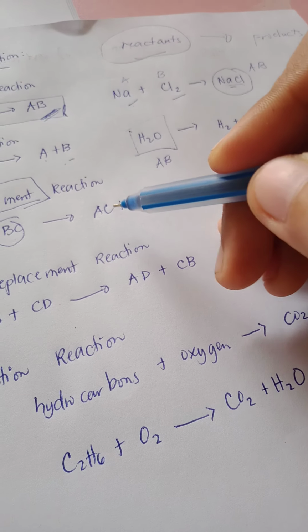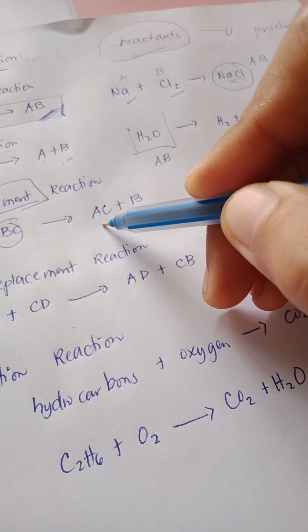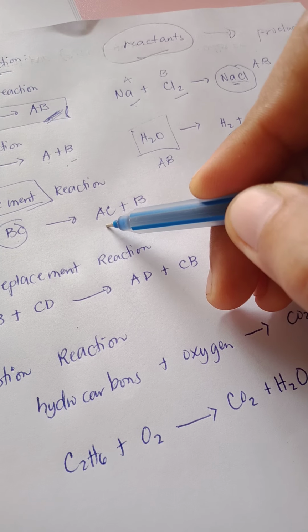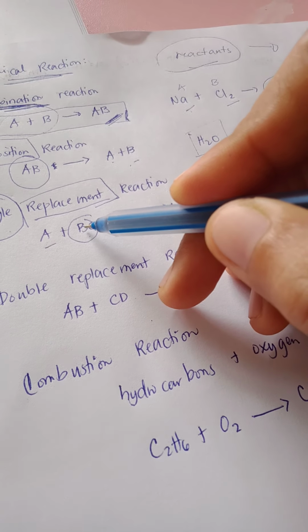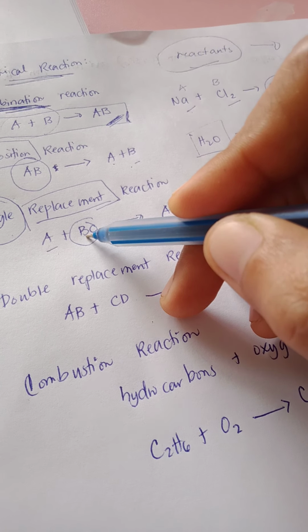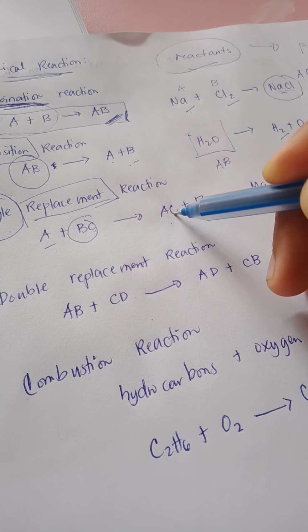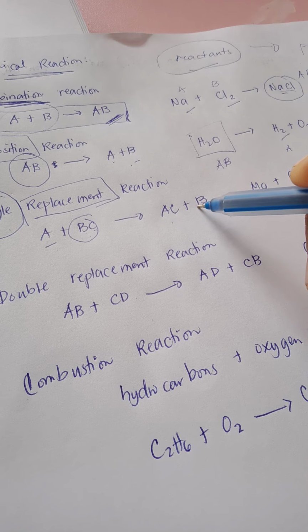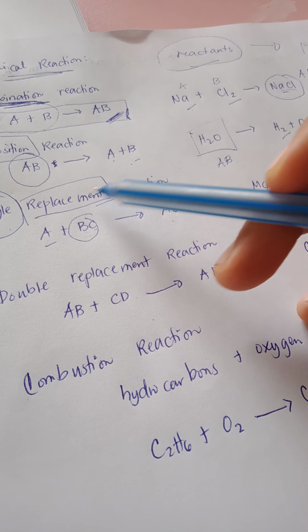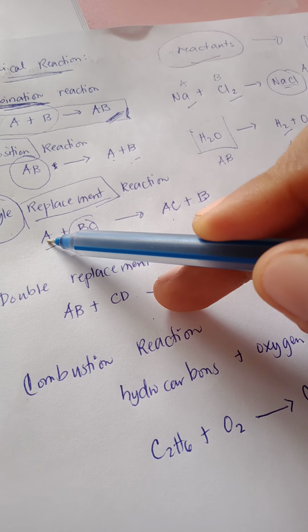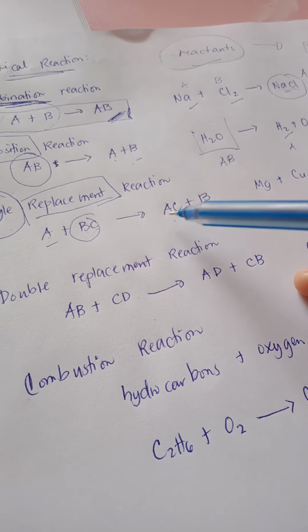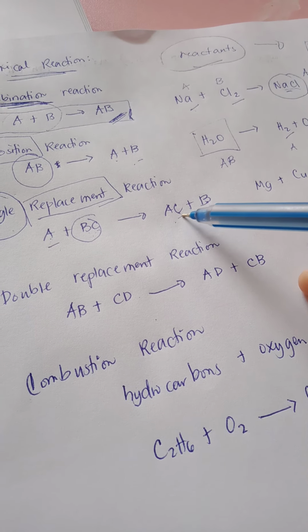Tapos, on the product side, after the chemical reaction, ang naging partner na ni C, which was initially B, naging A na. Tapos si B is left alone. So that is your single replacement. Pinalitan ni A si B bilang partner ni C on the product side.